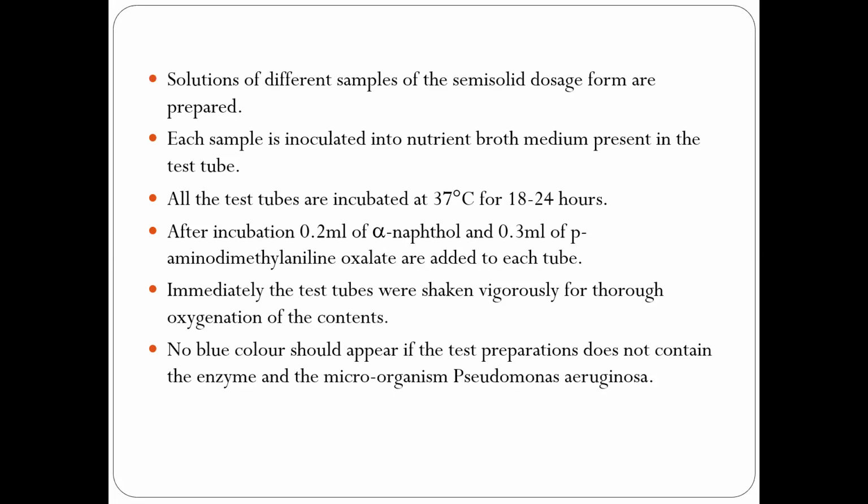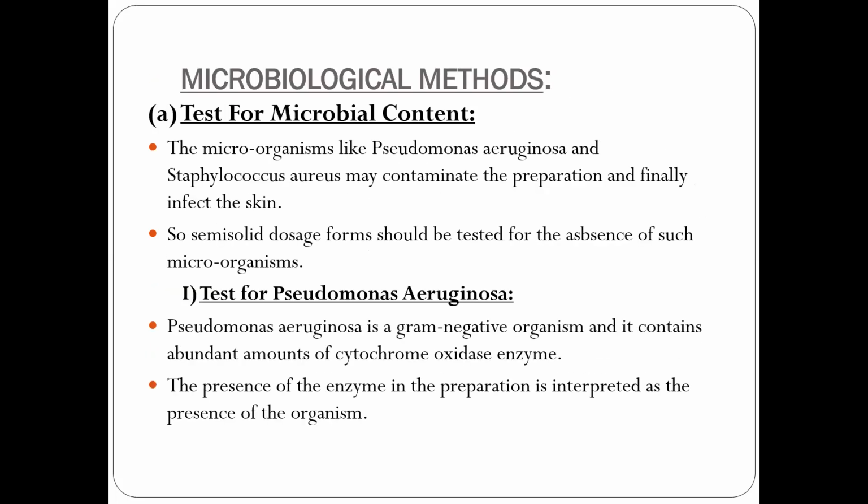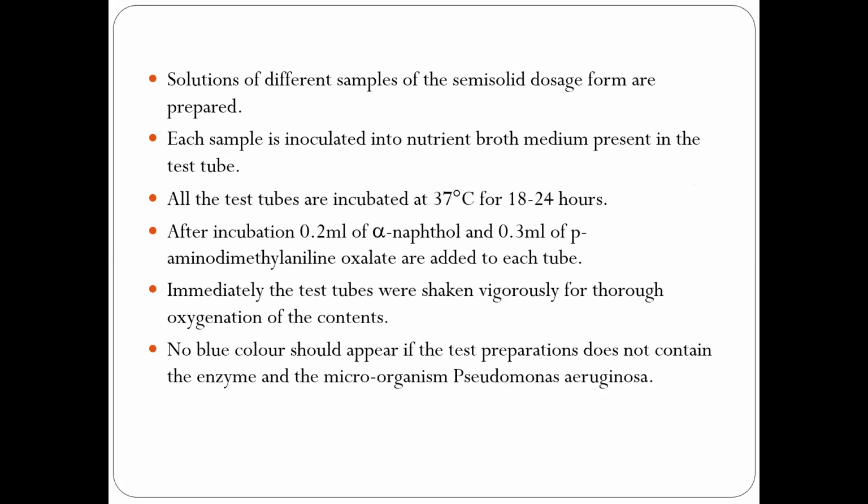After incubation, 0.2 ml of alpha naphthol and 0.3 ml of para-amino dimethyl aniline oxalate are added to each tube, only after incubation. Immediately the test tubes are shaken vigorously for thorough oxygenation of the contents. No blue color should appear if the test preparation does not contain the enzyme, that is cytochrome oxidase, and the microorganism Pseudomonas. It should not produce any blue color.